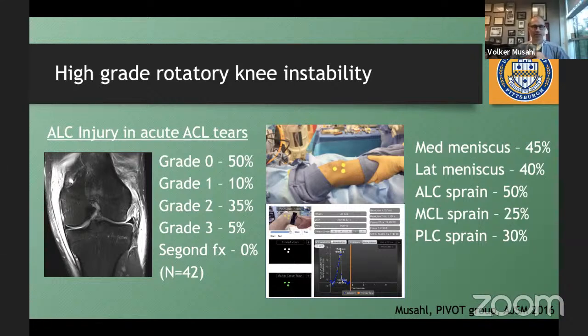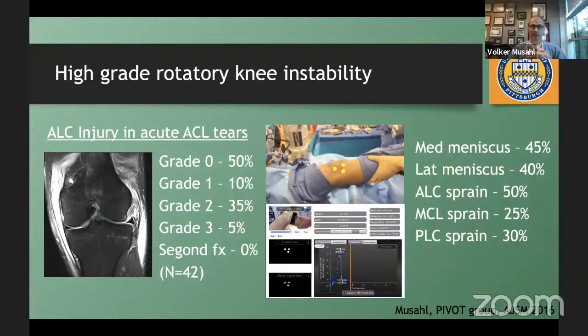So what we did here is we looked at 42 patients that had an ACL injury. We gave the MRIs to our radiologist and said, can you please grade the anterolateral structures, just like you would grade the MCL, 1 being a sprain, 2 being a partial tear, 3 being a complete tear. You can see here what they did. 5% had an actual tear, the rest only had some sprains.